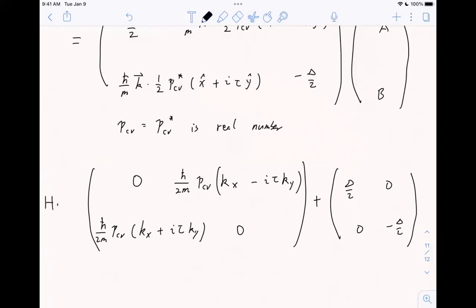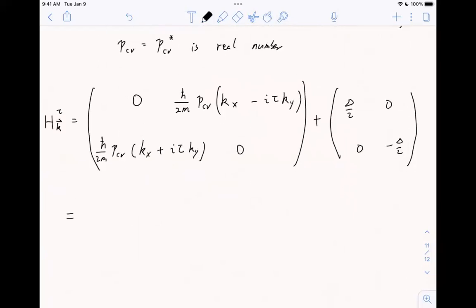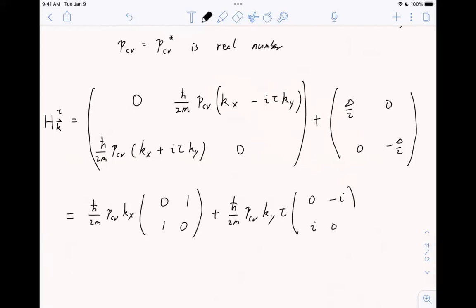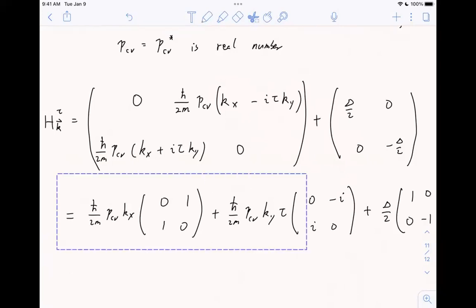So the Hamiltonian K equals this. So this X part, KX, is just the matrix 1, 1, 0. For the KY part, you have a tau here, you'll have negative i, then you have the matrix 1, negative 1. Okay, so the Pauli matrices just come out.